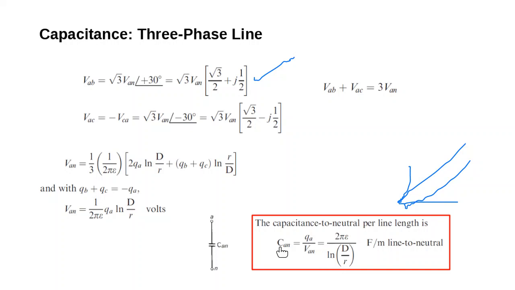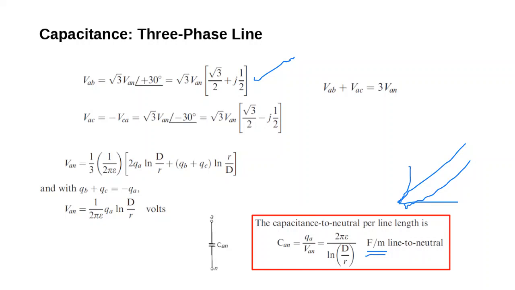For example, conductor CAN and CAB. This is the capacitance to neutral per line length, and as mentioned here, it is farad per meter. If the line length is 200 kilometers, then you simply multiply by 200. It gives you farad.